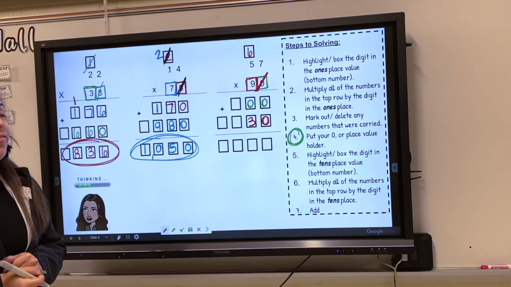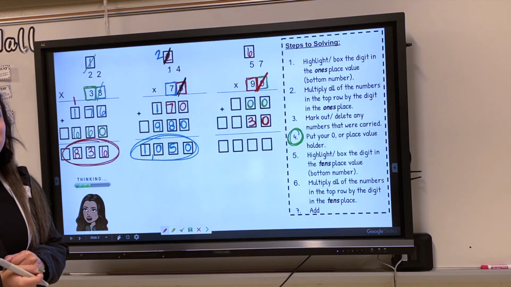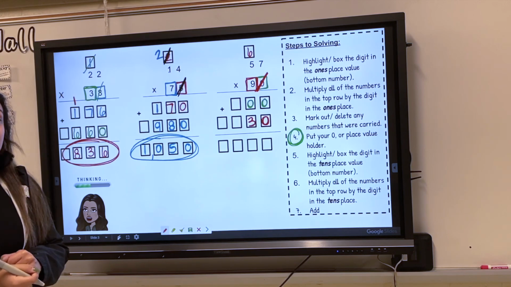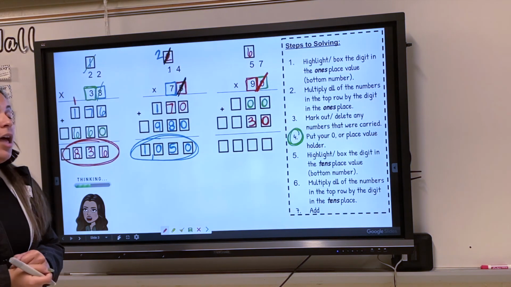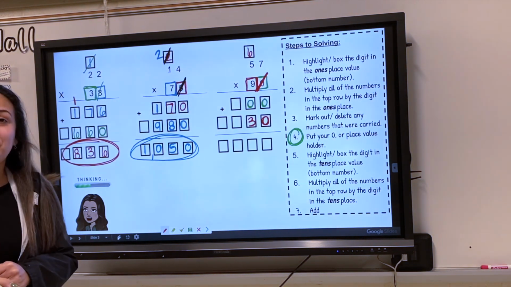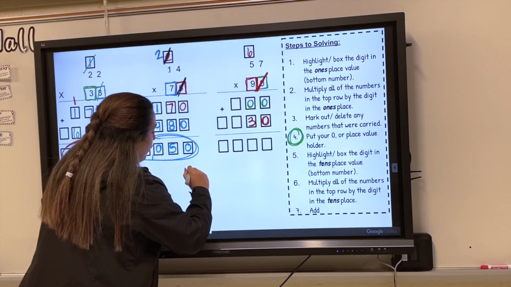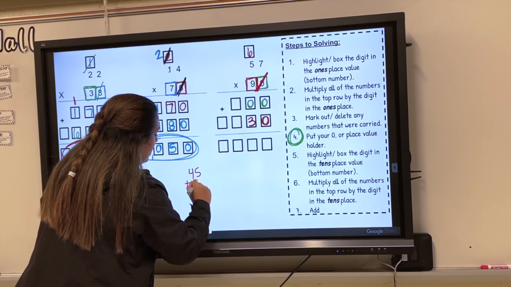9 times 5, I know that one, is 45, but I have to do 45 plus 6. Some people can do this in their brains. Others cannot. I am the other. So I'm going to, on this little area, do 45 plus 6.